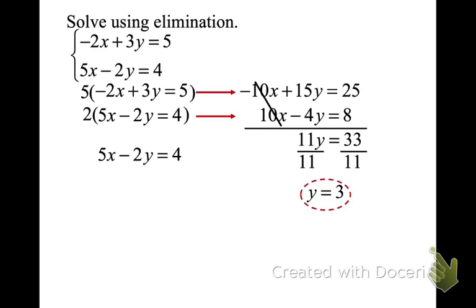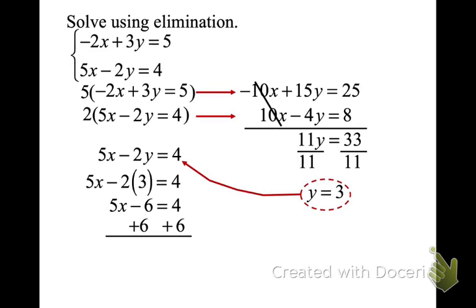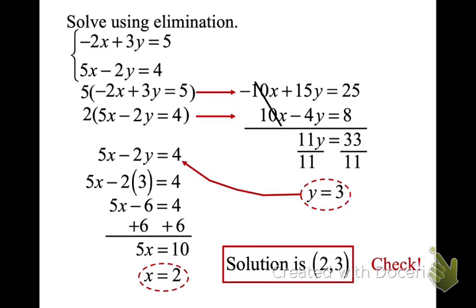And now I'm going to use that in either original equation and solve for the x. So 5x minus 6 equals 4. 5x equals 10. Divide both sides by 5, and x equals 2. Okay, so my solution is 2, 3. You should check it in both. 2 times 2 is negative 4, 3 times 3 is 9. Does that equal? Yes. I'm going to try the next one. Times 2, that's 10. Times 3 minus 6 is 4. It works.